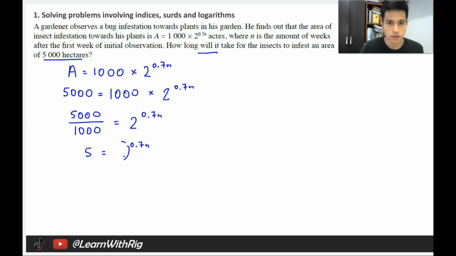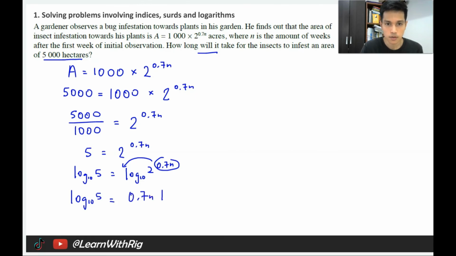Since you cannot change the base, what you do is, this is 2, right? So you just add log on both sides. If you add log, automatically we know it's log base 10. Log base 10 of 2 power 0.7n. Now this you can bring to the front. So log 5 base 10 equals 0.7n log 2 base 10.